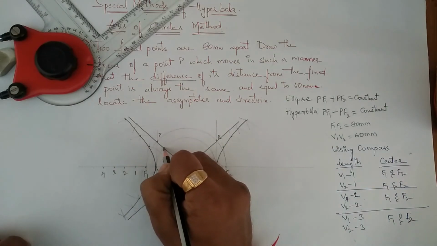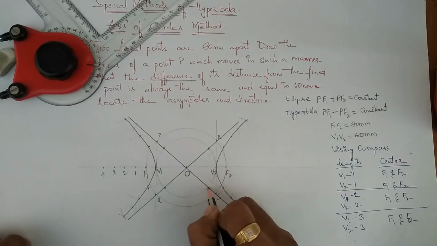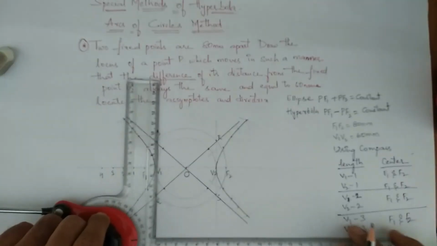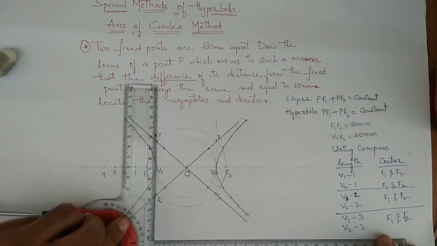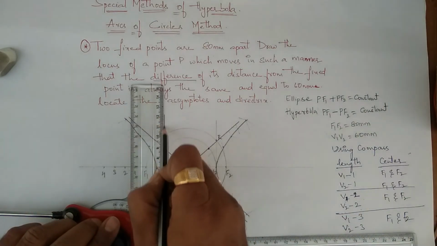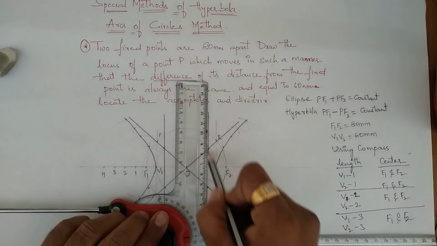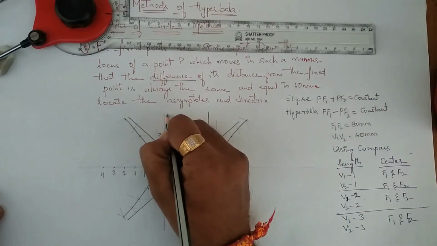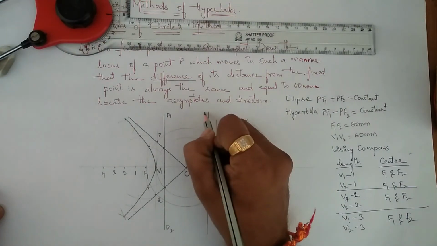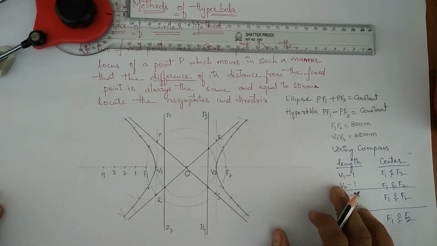Now where these asymptotes touch the inner circle, mark those points. Now draw through these 2 points. So this is the one, D1, D2, D3, D4. So these are the directrix. So this is how we go ahead for the construction of the asymptotes and the directrix.